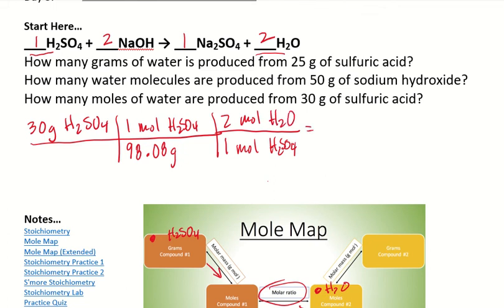30 divided by 98.08 times 2. What do you get? 0.61 moles of H2O. Grams cancels out with grams of H2SO4. Moles of H2SO4 cancel out with moles of H2SO4. You're left with moles of H2O as your units.